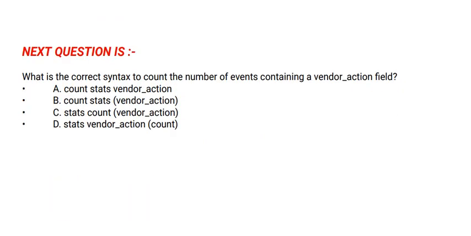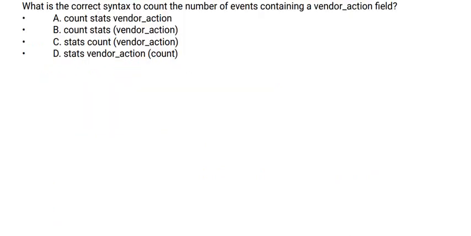Next question is, what is the correct syntax to count the number of events containing a vendor action field? Options are, option A, count stats vendor action. Option B, count stats bracket vendor action, bracket close. Option C, stats count, bracket, vendor action, bracket close. And option D, stats vendor action, bracket count, and bracket close. The correct option is option C.